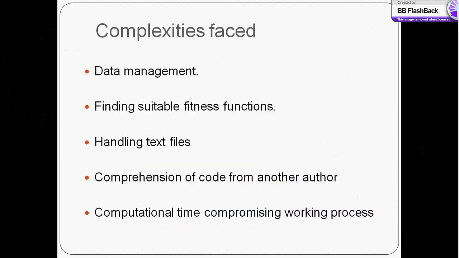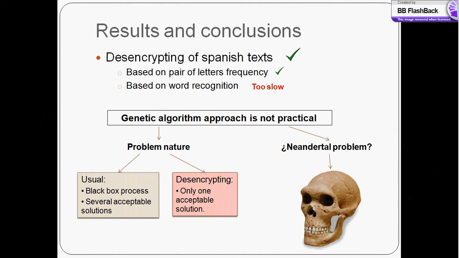Okay, the complexities I have faced in my project are data management issues, finding suitable fitness functions, handling a lot of text files, the comprehension of code from another author, and that the computational time has compromised the working process. The results are that I have fulfilled the objective of developing a decrypting program, but when I use the fitness function based on word recognition, it is too slow. Is this genetic algorithm optimal for this kind of problem?